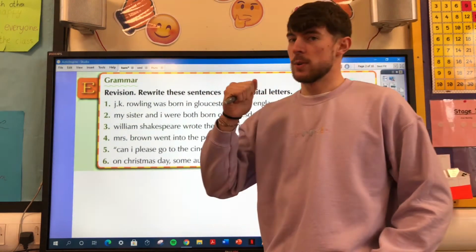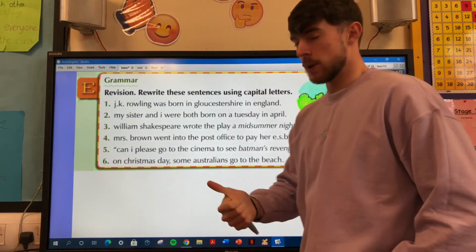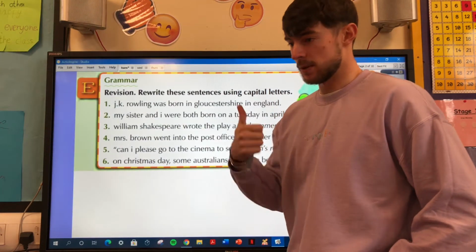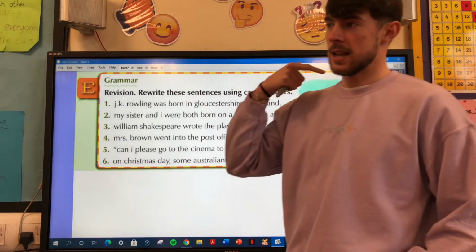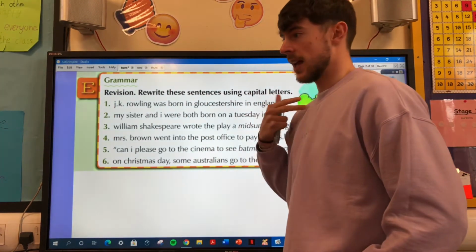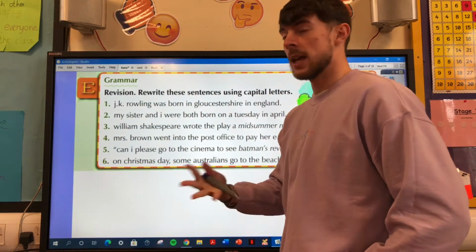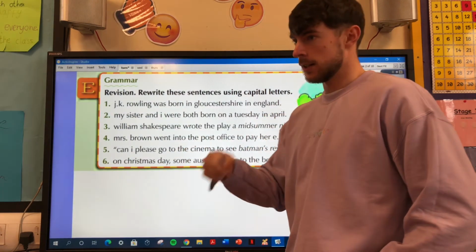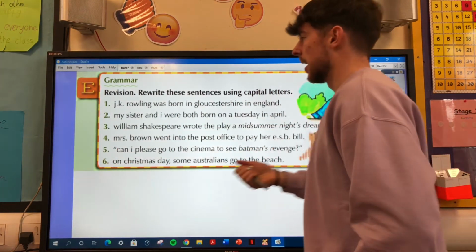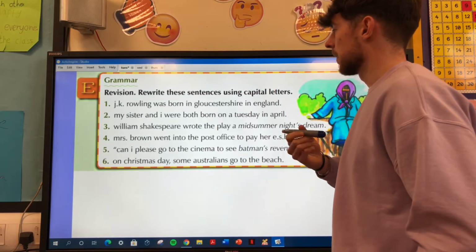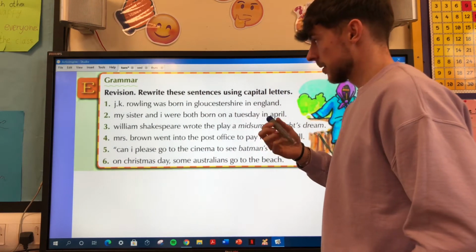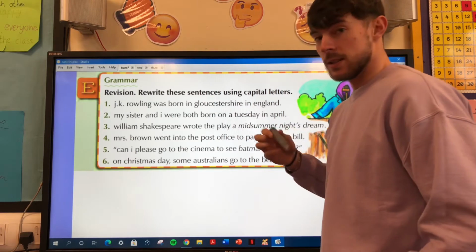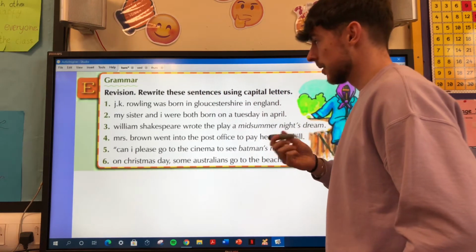So remember we said a capital letter goes for a specific person, so a person's name, a specific place, so for example a country, county, village, town, anything that has a specific name like Dublin or Crumlin. And what else do we say? An I, if there's an I on its own in a sentence. Person's name, so initials as well.